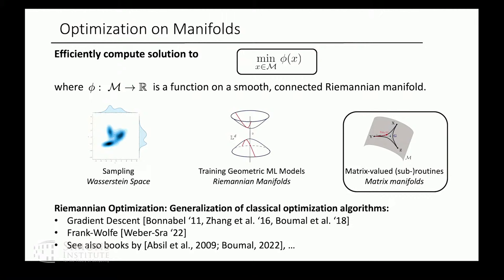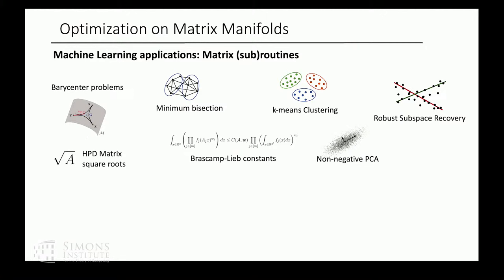To give some more examples of this third class of problems, where we have matrix-valued optimization routines or subroutines that occur in machine learning, here on the slide are a few such examples, many of which I'm sure you've encountered in your work before. All of those can be written as optimization problems on matrices, and specifically on matrix manifolds. I've written here those underlying manifolds. You see a lot of PD here, that's the manifold of positive definite matrices, and many of the examples that we will see in the talk will be of that form.